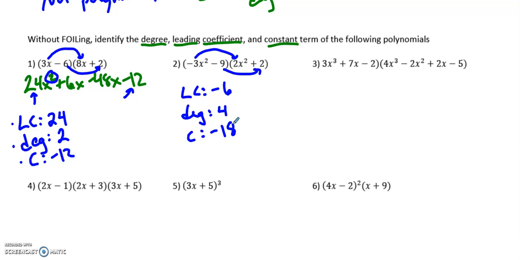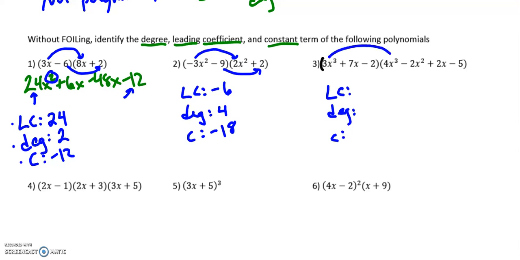So essentially, we are just ignoring all of the middle parts of my FOIL. I don't really need them right now, just the beginning and the end. That's all that really matters to me. I can take this process and I can apply it to everything as I go here. Even if it is a trinomial times a trinomial, I can do the same.